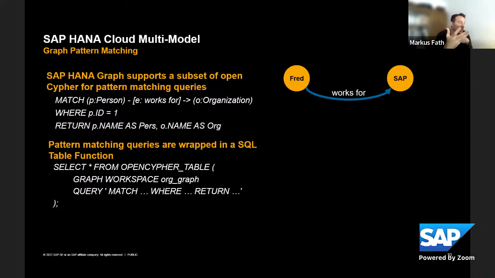In SAP HANA Cloud, we have wrapped the Cypher queries into an SQL table function like depicted here. It's called Open Cypher Table, where you essentially hand in the graph and the query that you would like to evaluate. And the nice thing about that is the data being returned is purely tabular, is purely relational again. And so from that Open Cypher Table function, you can easily join or relate to other data in your system, which may be not related to graph at all.